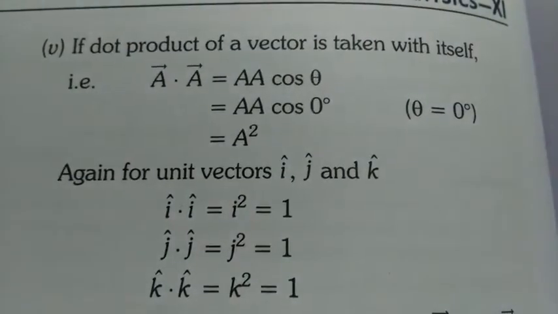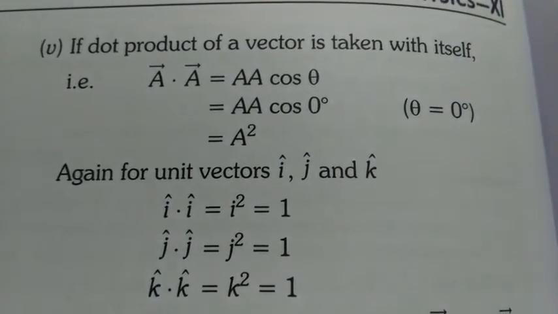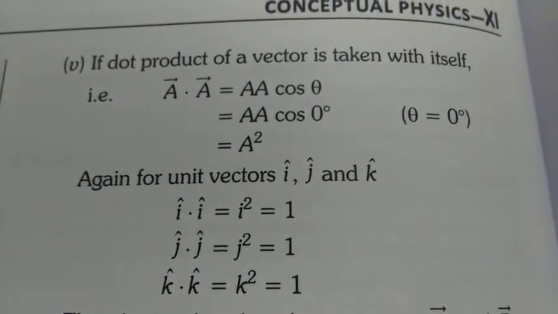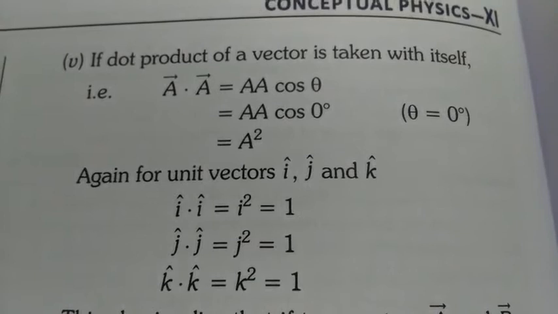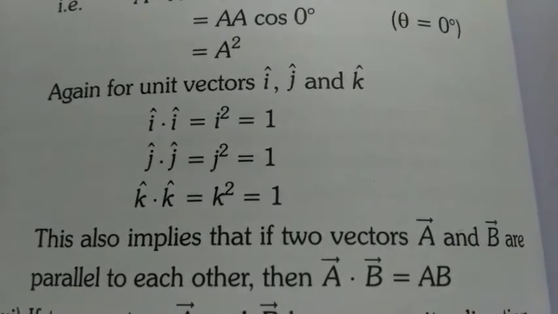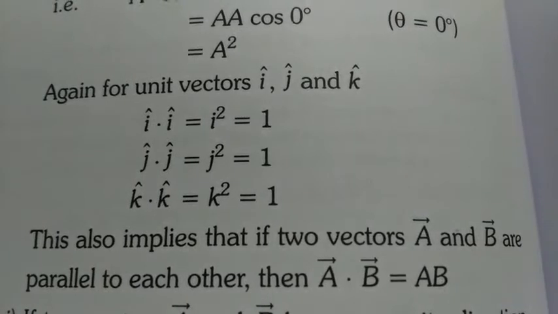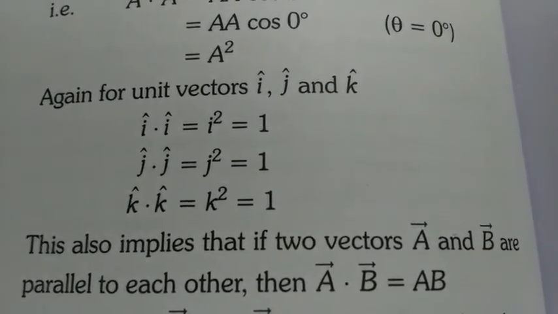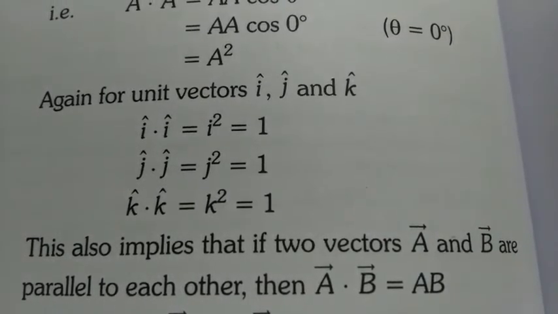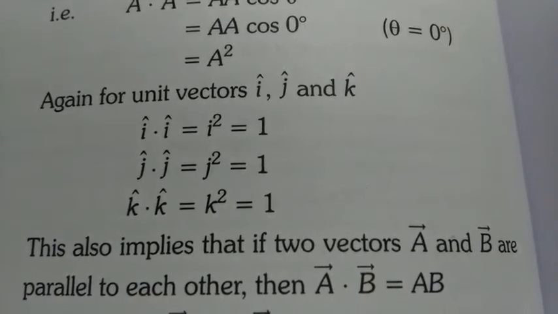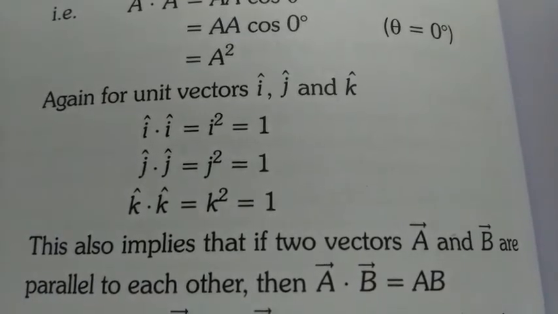It is called iota. In mathematics you will read that these unit vectors i square, j square, k square have the value 1. Similarly, suppose we have two vectors a and b and they are parallel to each other. When a and b are parallel, the angle between them will be 0 degrees. At that time cos 0 becomes 1 and the answer of a dot b equals ab.